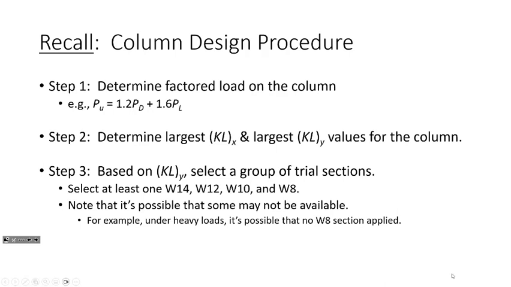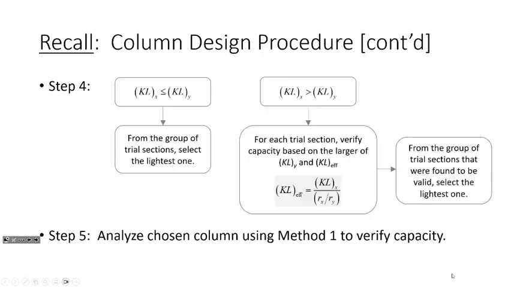So we're going to select a family of possible column selections, and then we have to check each one of them. If KLx is less than or equal to KLy, we just know that from the group, we select the lightest one. But for this problem, that's not going to be the case, and so we're going to have to check each column. Of any day, today is the day to pay attention and make sure you see the big picture of what we're doing in our calculations, because there's a lot of time you can save on calculations, on homework, and on exam problems if you recognize the big picture.